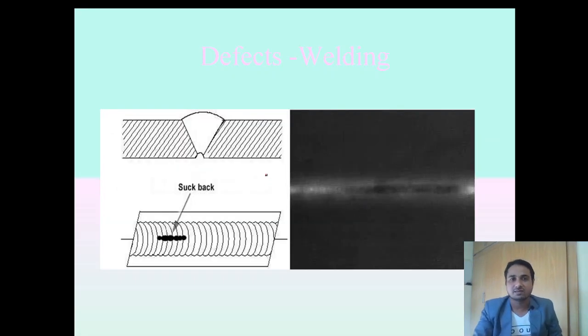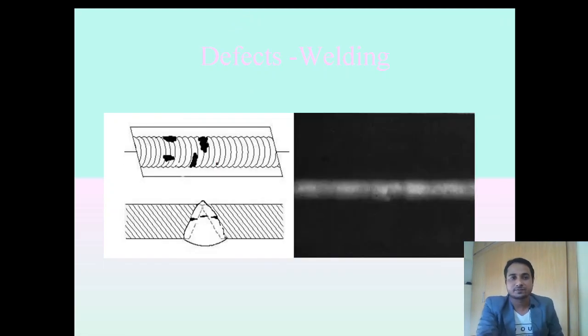Now this is suck back. Suck back means there is a shrinkage of the weld here, and the bottom root is not fused, and there is a suck back phenomenon. This area becomes unfused and metal gets sucked back to the bottom side. So this will show like a very dark line at the center, very dark and with good length, and that is called suck back. This is also slag inclusion.